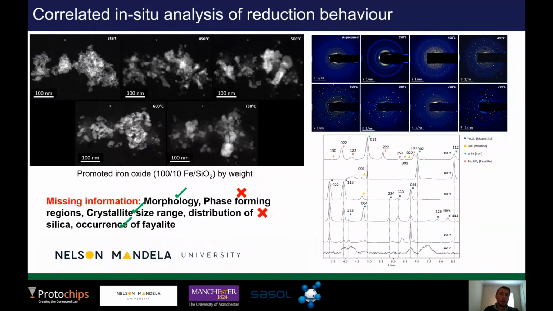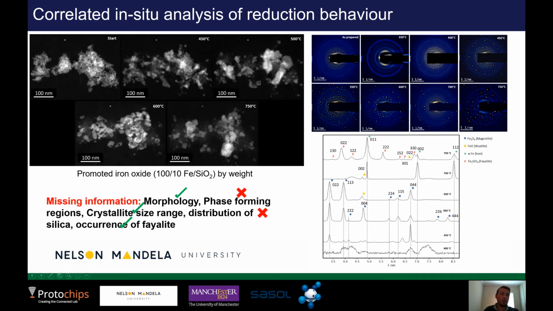Of course, you can do a lot more than that. So what we did is, in this case, on the left-hand side here, you can see the morphological changes of the silica-promoted iron oxide precursors at or after different stages of reduction. We also could then go and have a look at using, for example, selected area electron diffraction, how the phase composition in that area changes over time.